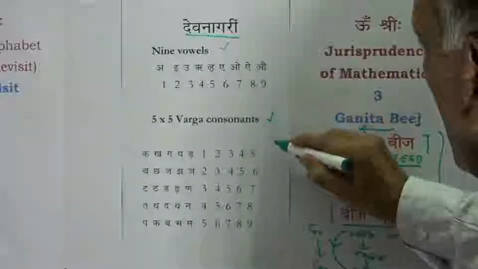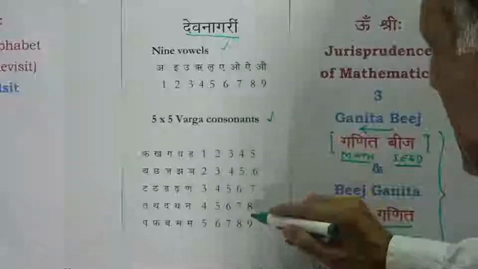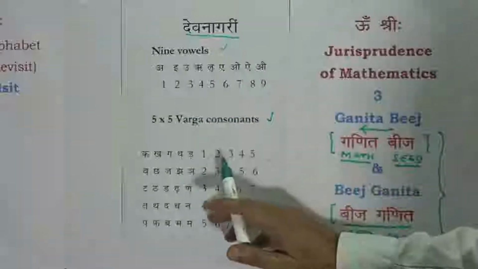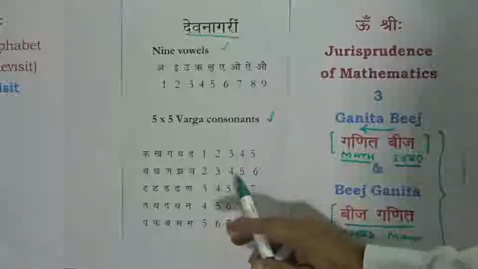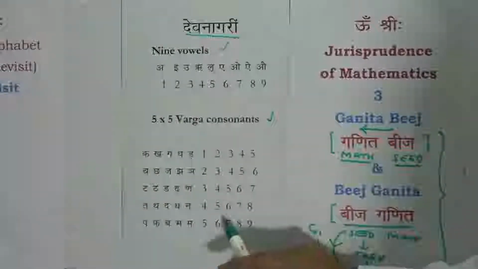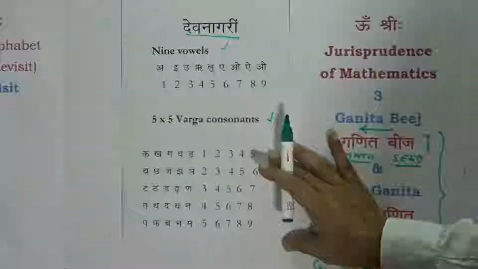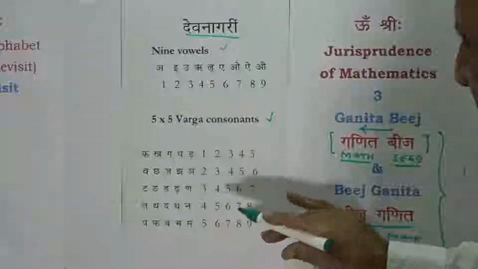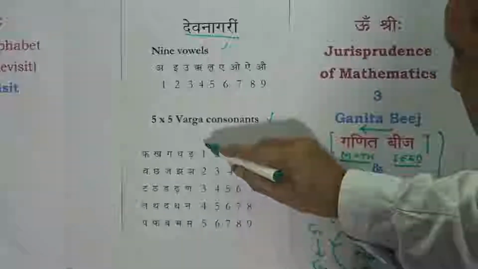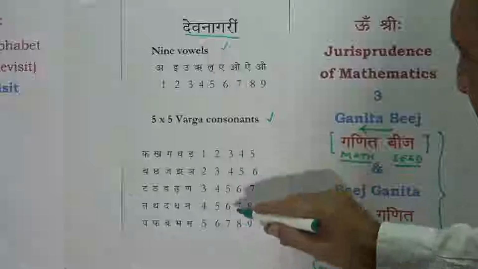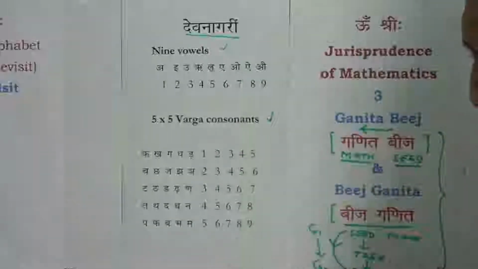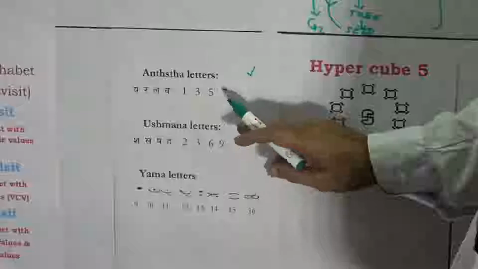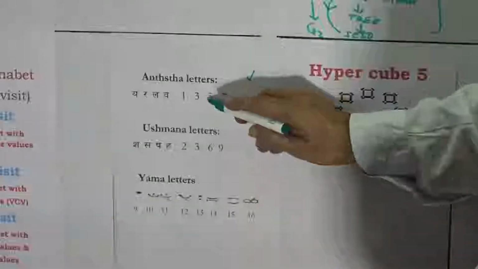Second class or second group is of 5 class 5 Varga consonants, and these are 5 rows and 5 columns, and these accept the TCV values 1, 2, 3, 4, 5, 2, 3, 4, 5, 6, 3, 4, 5, 6, 7, 4, 5, 6, 7, 8, 5, 6, 7, 8, 9, and in a way it makes a 5 cross 5 grid. A step ahead, the third class or third group of letters are quadruple Anthasta letters, Yara Lava, and these letters accept quadruple TCV values 1, 3, 5, 7.